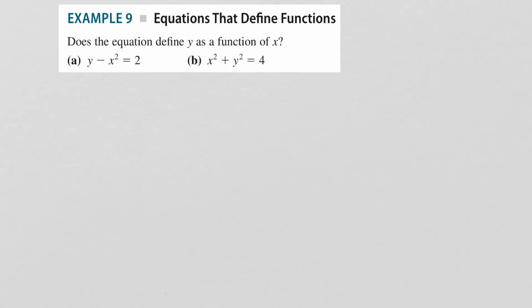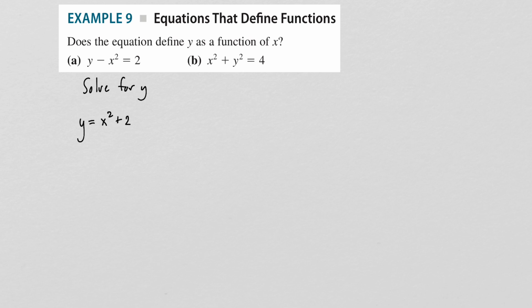Now, what about equations? How can you tell if an equation represents the graph of a function? So let's take a look at part A here. Here we have the equation y minus x squared is equal to 2. What I like to do for these is just solve for y, right? When you're talking about equations and whether or not something is a function, we like to solve for y. So if we add x squared to both sides of this equation, we get y equals x squared plus 2.